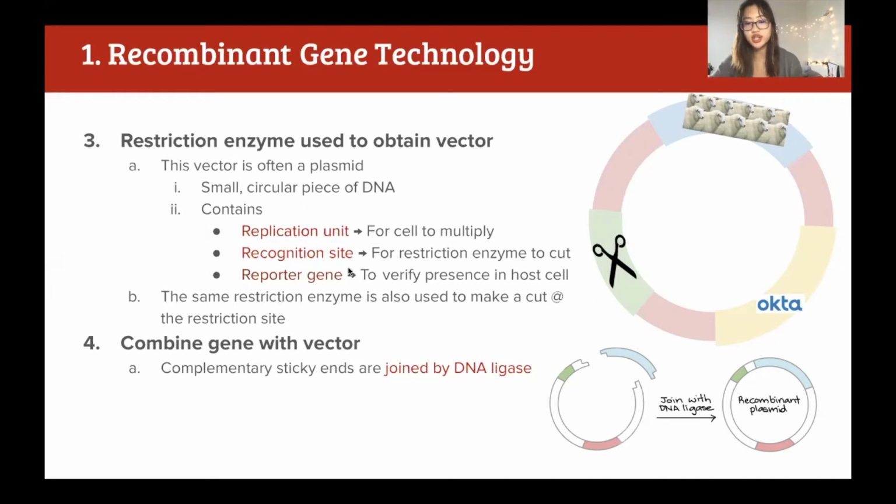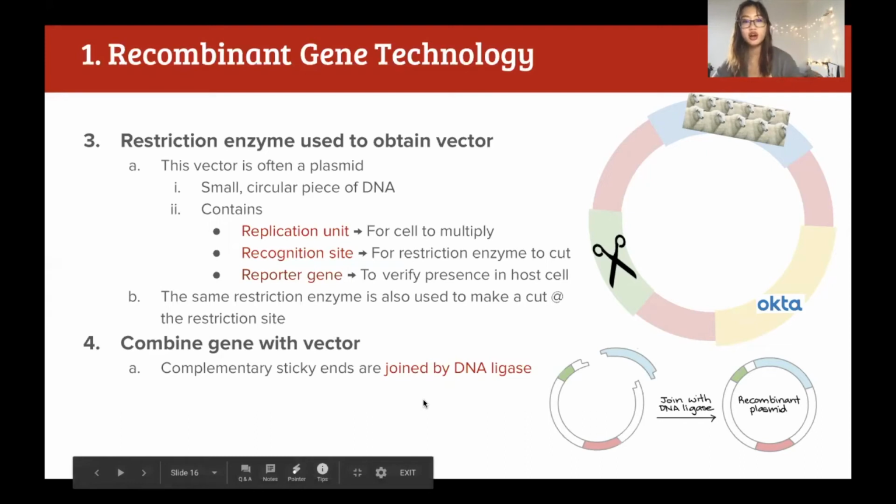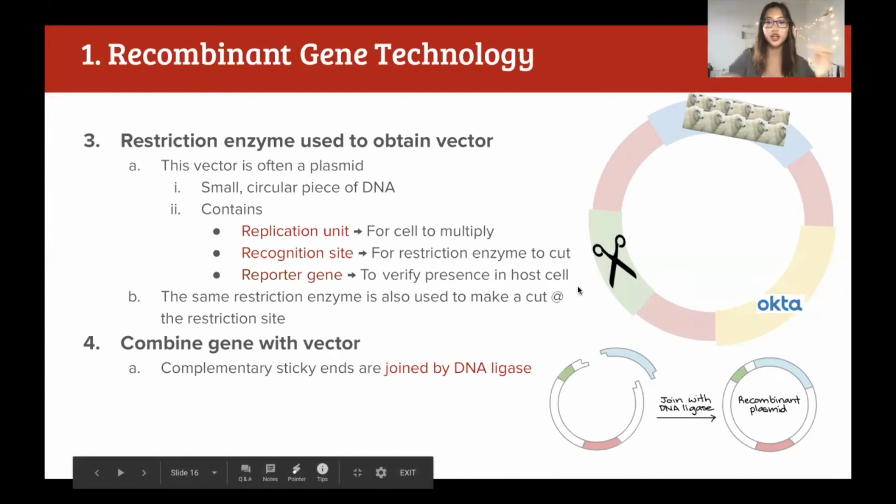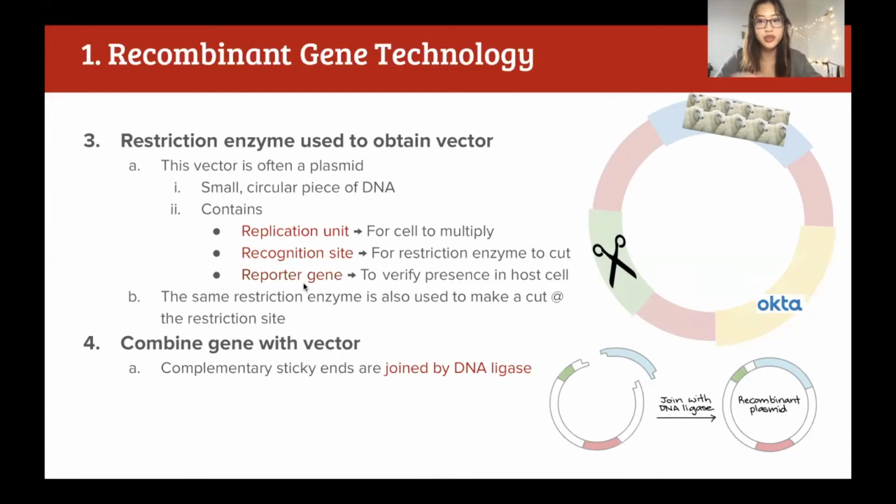So this recognition site should be the same recognition site that was used for your gene of interest. Therefore, you have to use the same restriction enzyme that you use to cut your gene of interest and mix it with your plasmids also. And then last but not least is the reporter gene, to verify the presence of a recombinant vector inside a host cell. The importance of the reporter gene is something that we'll get onto a bit later.